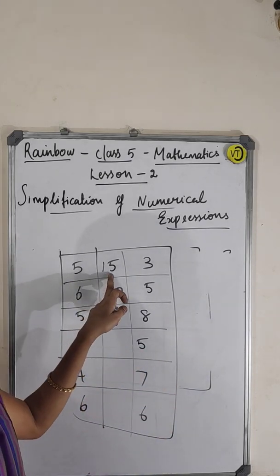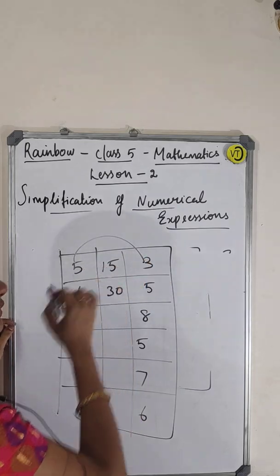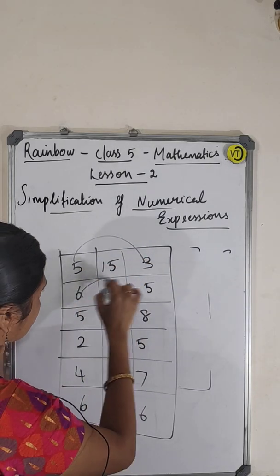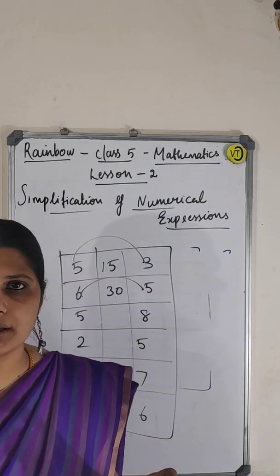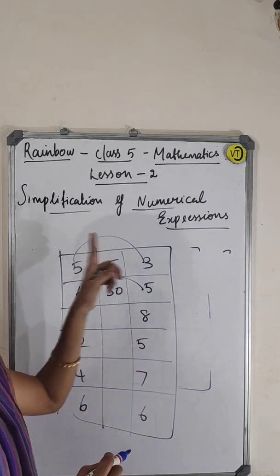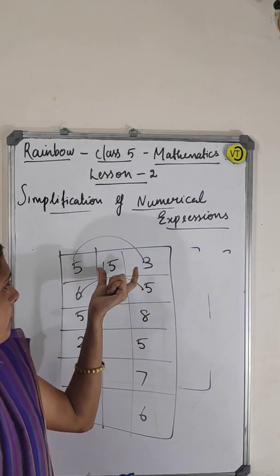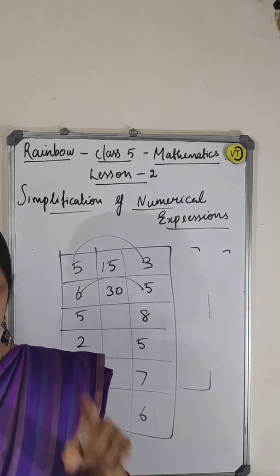So what is 15? How can I get? 5 into 3 is what? 15. 6 into 5 is what? 30. So I got a pattern now. So first number and the third number I multiply. I am getting the middle number. This way I got a pattern.